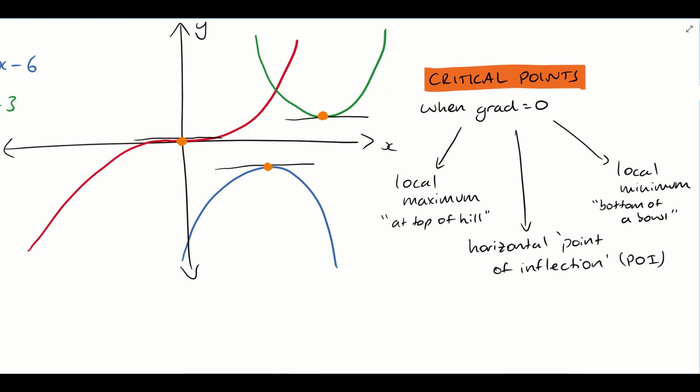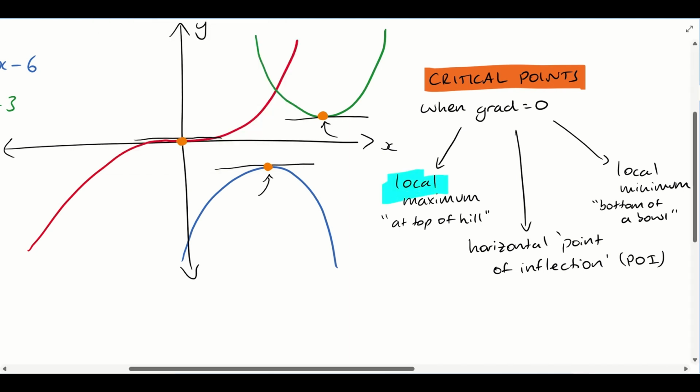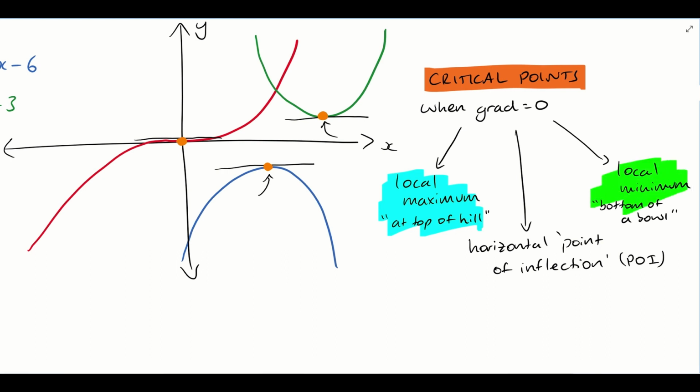Okay, the local maximum is going to be on our blue curve. This here is the local maximum. You're at the top of a hill, right? The local minimum is going to be on our green curve, where you're sort of at the bottom of a bowl. Okay, so if we highlight those, I don't have a dark blue, but local maximums in the blue there, and in the green, we have our local minimum.